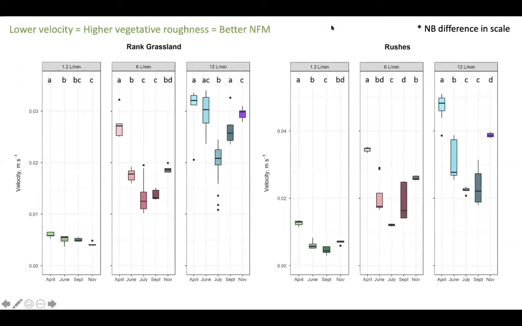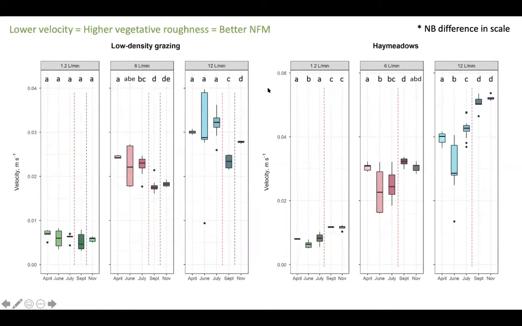Now, we also looked at the roughness seasonally. So these two graphs show the rank grasslands and rushes habitats, which were the unmanaged habitats in Swindale. And you can really clearly see this U-shaped curve of seasonality that's been produced here. And we put this down to the growth and decay of the vegetation throughout the year, whereas you can see that in July, when the vegetation is at its thickest and most rough, the velocity is at its lowest. And this pattern is reflected in both the rank grassland and the rushes habitat.